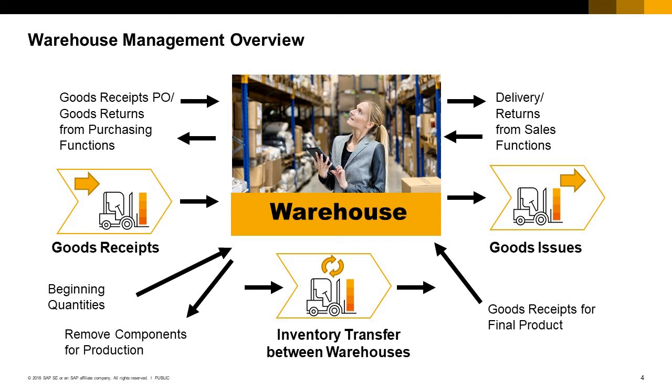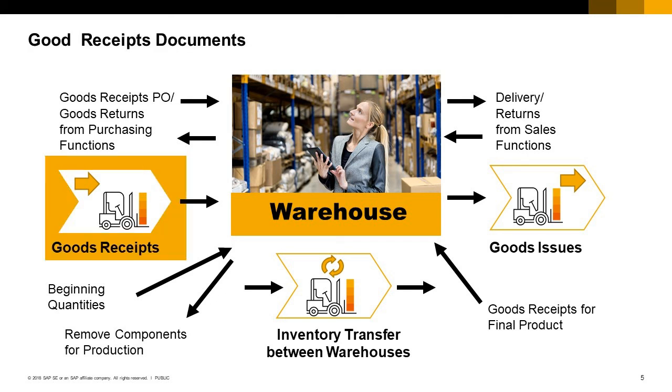This graphic shows an overview of the different possibilities of stock movements, including some of the stock movements initiated from purchasing, production, and sales documents. We will focus on the red business process arrows in this topic. These are the basic inventory goods movements.